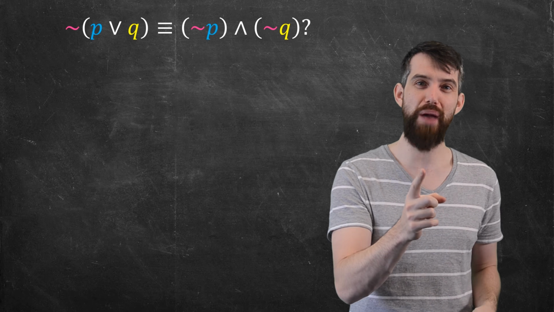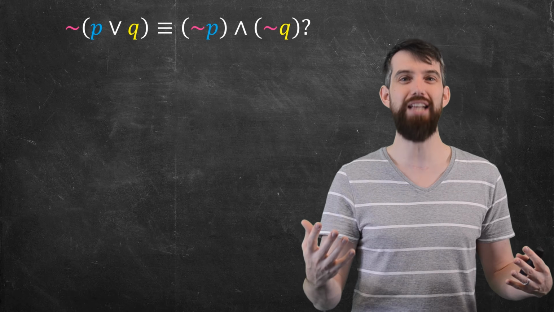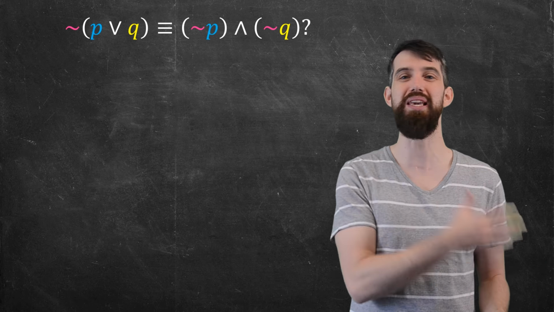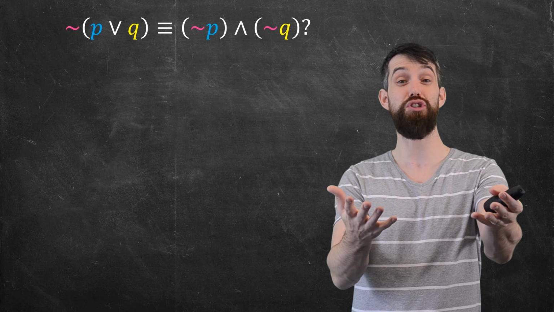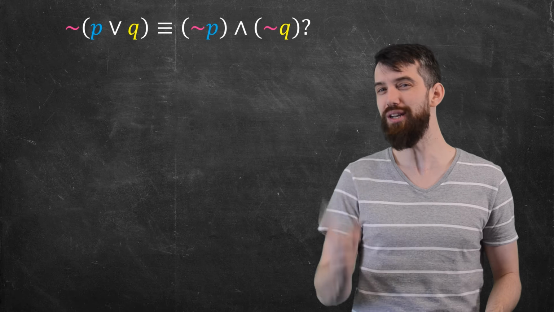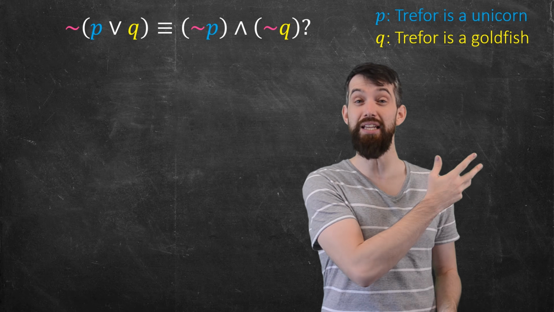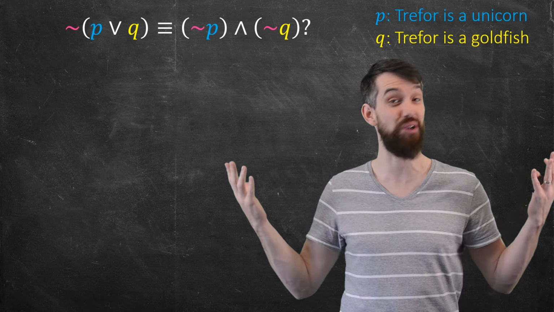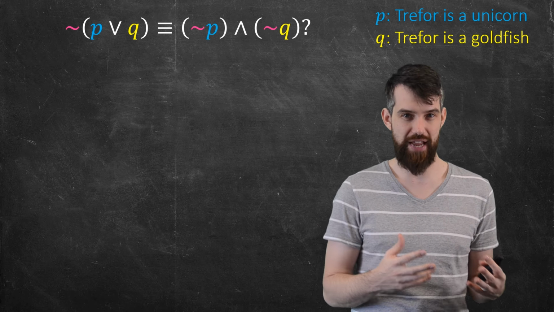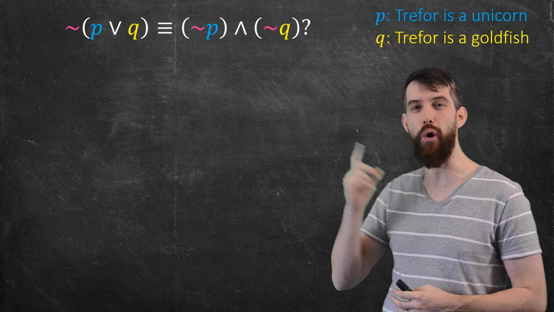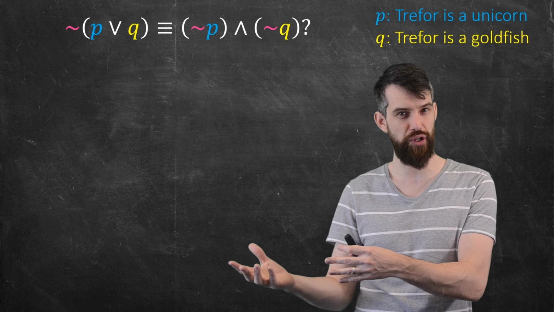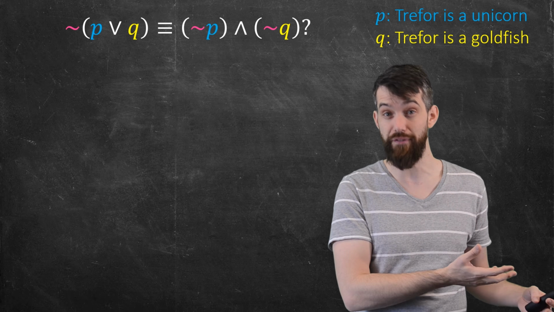Now, the first one I'm going to do is not really much a proof, but it's sort of a test of reasonableness. I want to just make up some example, make up a P and make up a Q and see whether you can just sort of reason it through and get a result that makes it look equivalent. So, for example, what if I set P to be Trevor is a unicorn and Q is Trevor is a goldfish? Something ridiculous. Now, if I think about the left-hand side here, so the not (P or Q). P or Q stands for Trevor is a unicorn or Trevor is a goldfish.